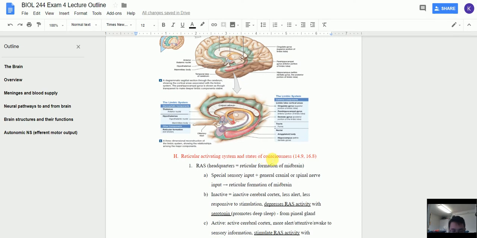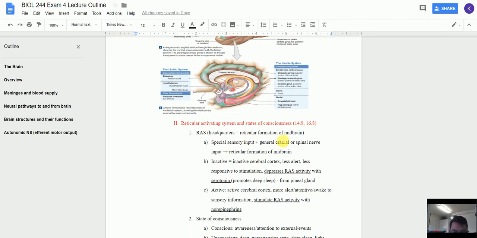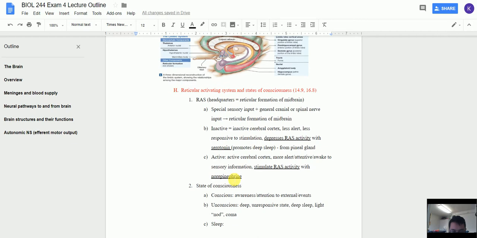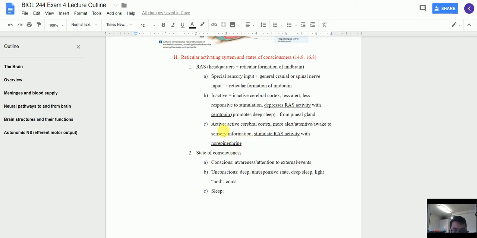The reticular activating system is involved in states of consciousness. The RAS headquarters is the reticular formation of the midbrain. If the reticular formation of the midbrain is inactive, the cerebral cortex is less alert and responsive to stimulus, which depresses RAS activity with serotonin from the pineal gland. If it's active, the cerebral cortex is more alert, attentive, and awake, and sensory information stimulates RAS activity with norepinephrine. Norepinephrine stimulates that. If you want to depress your RAS, you use serotonin.